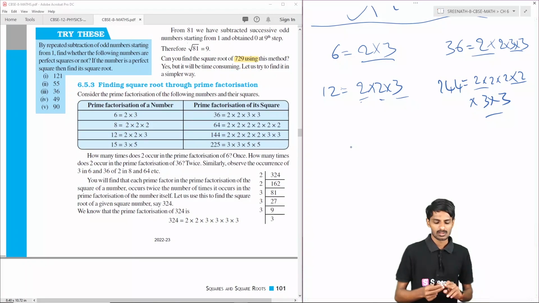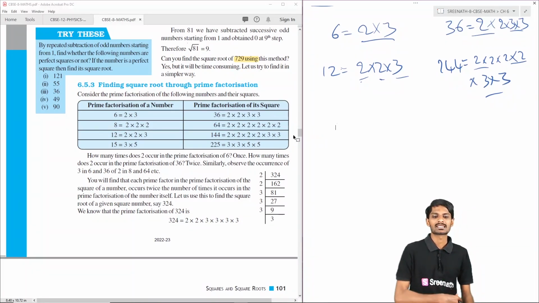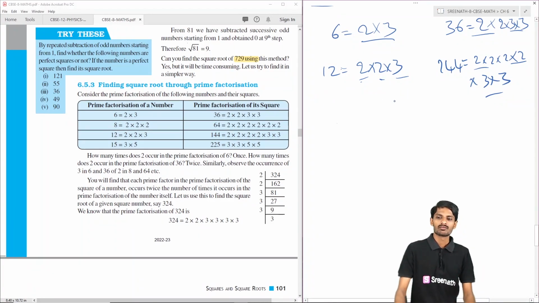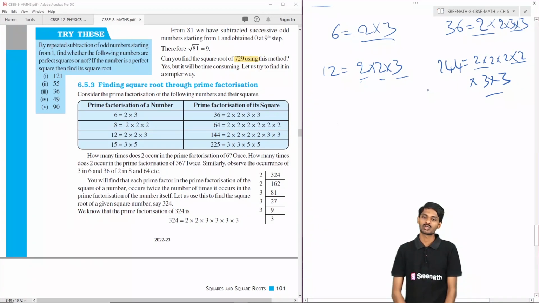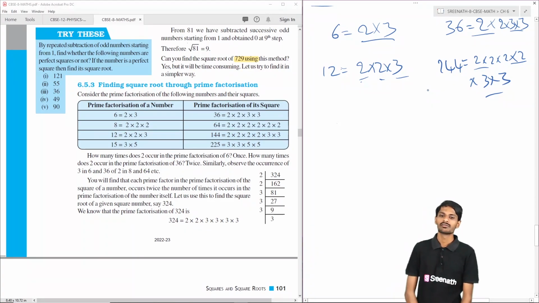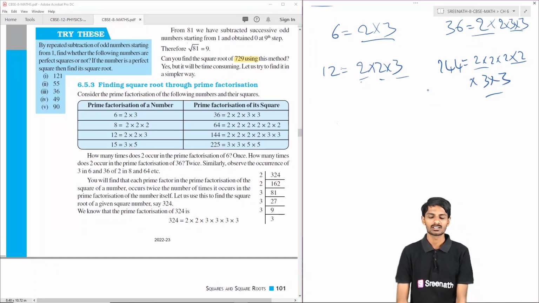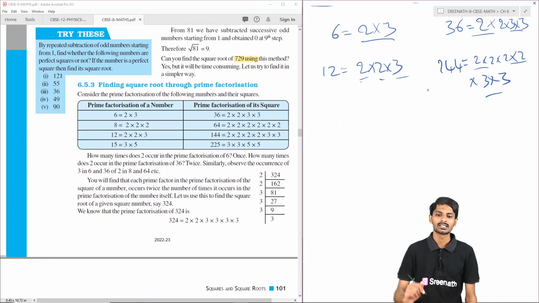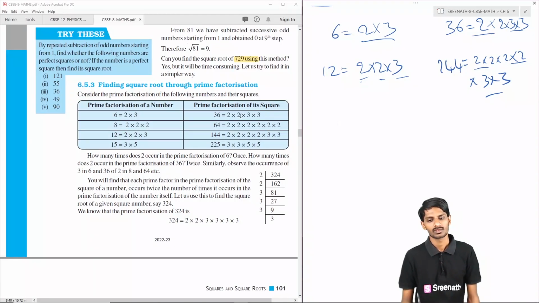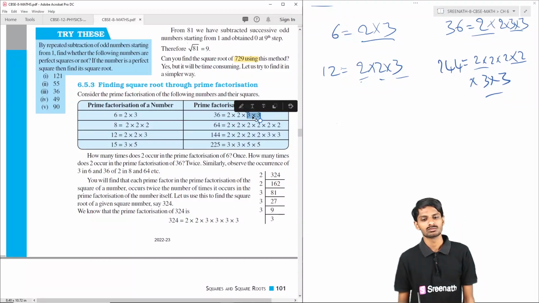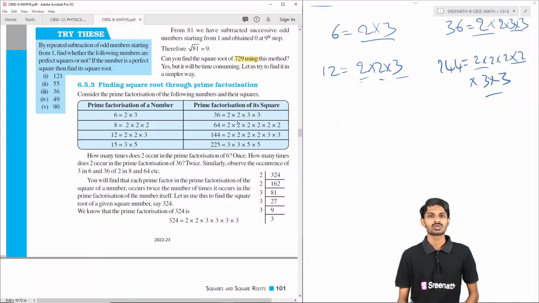What we can understand, students, is that for a square number, after doing the prime factorization, if you want the root of it, you can take 1 out of each pair. In 3 by 3 you can take 1, and in 2 by 2 you can take 1. Like that you can do the things, students.